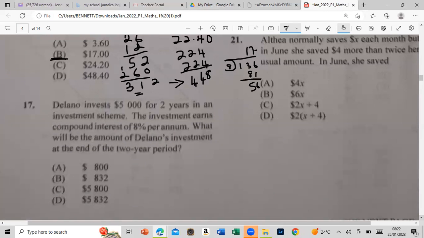Alright? Delano invests $5,000 for 2 years in an investment scheme. The investment earns a compound interest of 8% per annum. What will be Delano's investment at the end of the 2 year period?